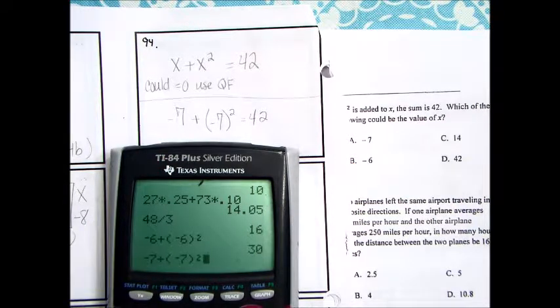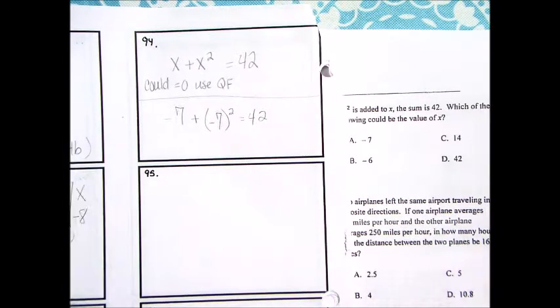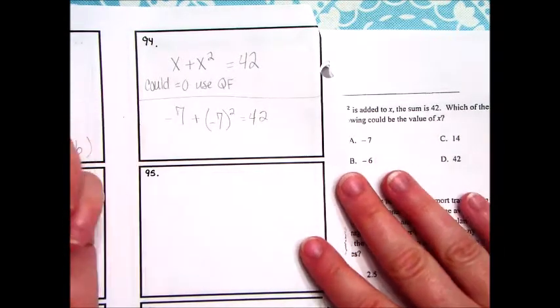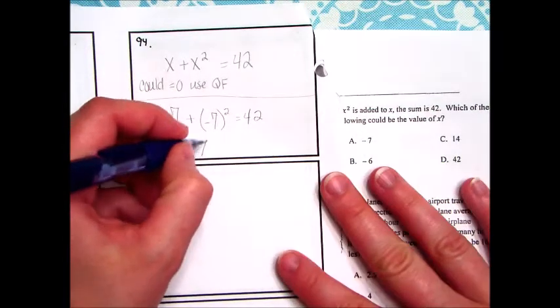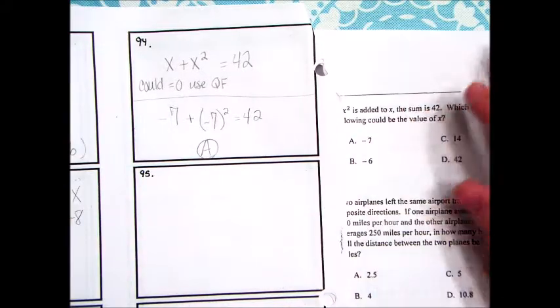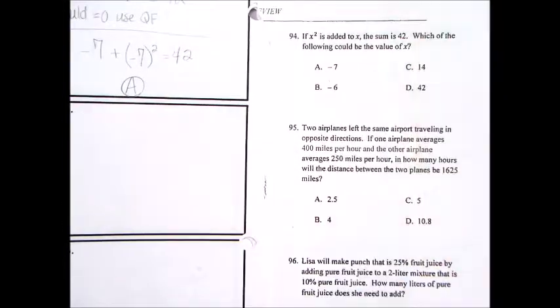Now, hopefully you guys have learned with me how important it is to have your numbers in parentheses when you plug them in and square them. So since negative 7 is true when I plug it in, A has to be the answer. Again, you could use the quadratic formula, but I kind of think it's easier to do it like that.